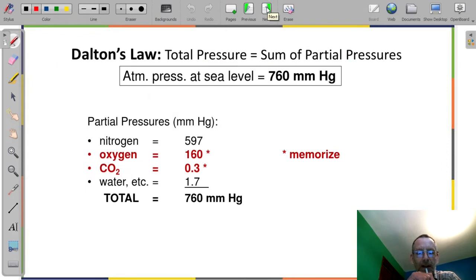This slide, again on Dalton's law, what you need to remember is the atmospheric pressure at sea level, again, of 760 millimeters of mercury. That's sort of our reference starting point. And here are the major gases in the atmosphere: nitrogen, oxygen, a little bit of carbon dioxide, and some other gases, including water vapor, which varies, of course, depending on location. In Yakima, there's not a lot of water vapor. But you add those up and they come to 760.